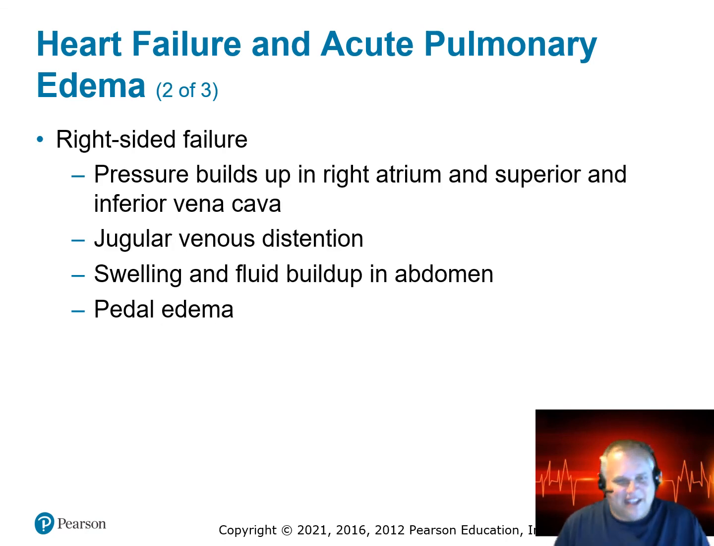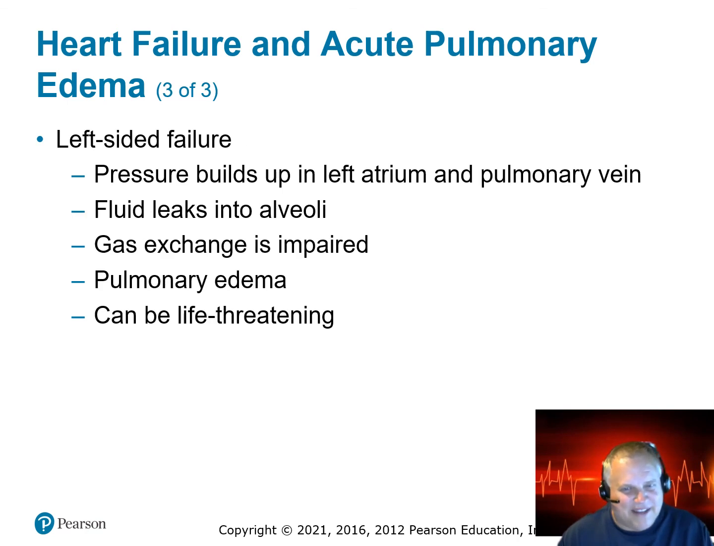The right side, you get the pressure in the right atrium and the superior vena cava. Jugular vein distension, they stick out on both sides. You get the pedal edema, swelling in the gut. Left side, you get the buildup in the alveoli. Gas exchange is impaired, lots of pulmonary edema, and typically life-threatening. I mean, remember, the left side is the part that pumps most of the blood around the body.